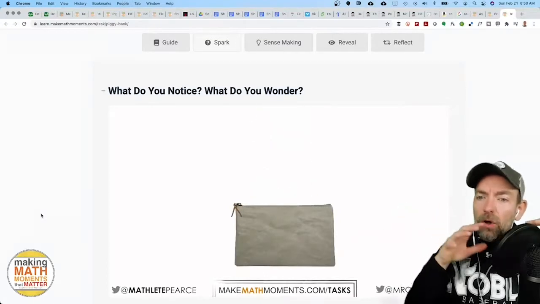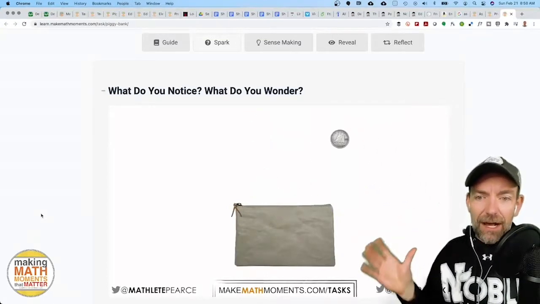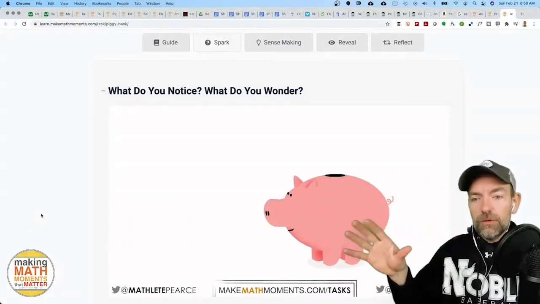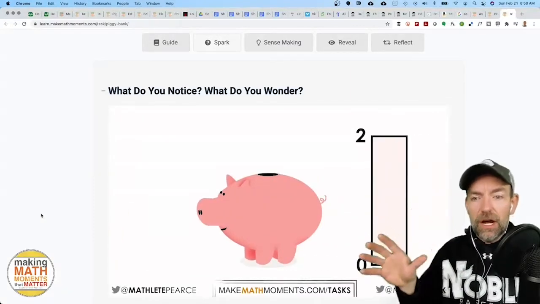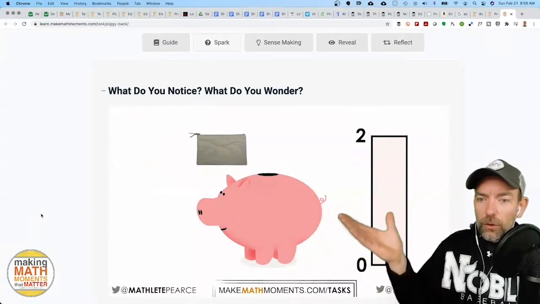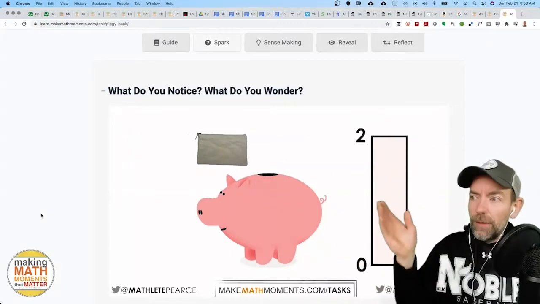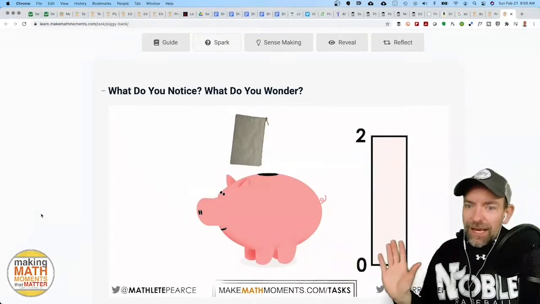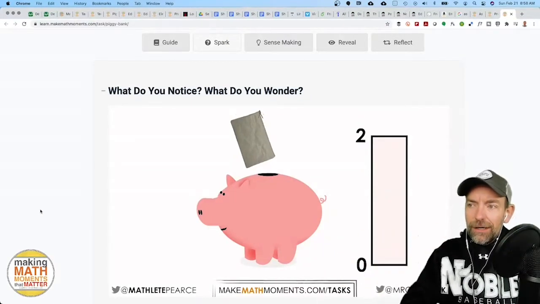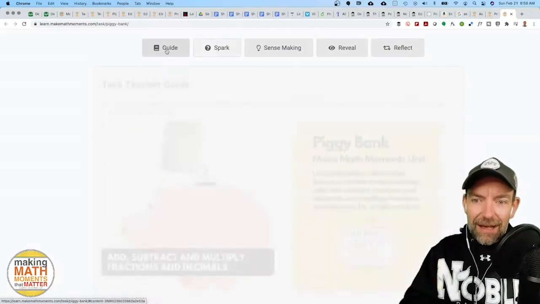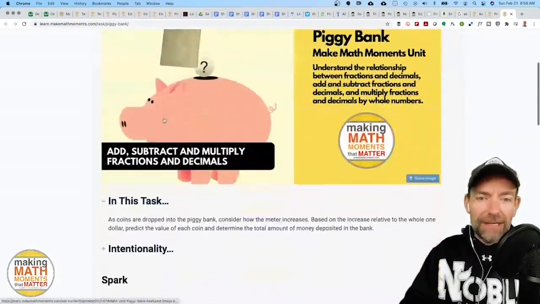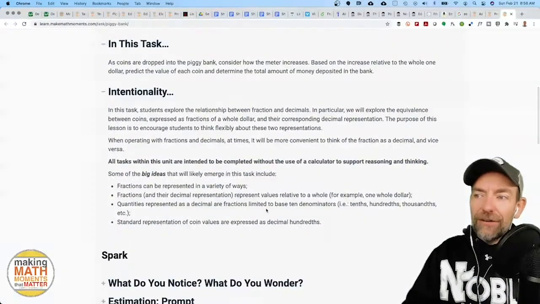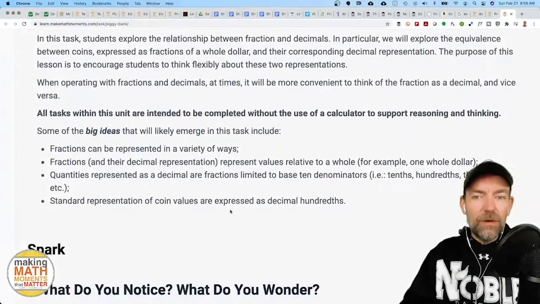Think of how all of that curiosity is sucked out if I tell you ahead of time that today we're going to be adding and subtracting quantities using different denominations of coins. Right? So those who are watching the video behind me on YouTube can see that you're not sure exactly what's happening. We can have a notice and wonder here. But if you come to the guide tab, which every single problem-based lesson has, you'll see that we have intentionality here. And we're very clear on the big ideas that we want to emerge.